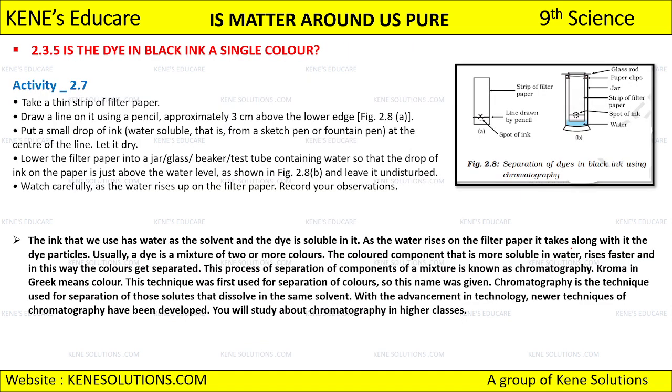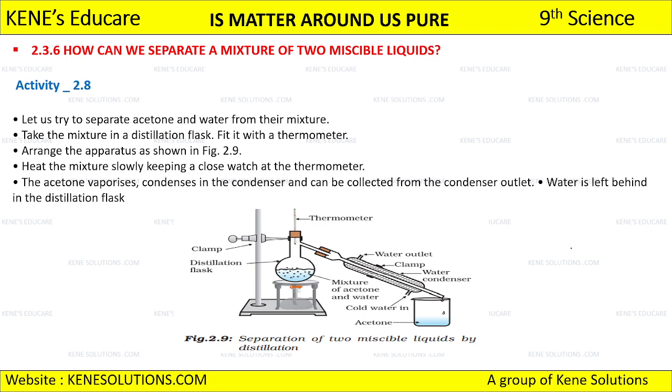Okay, now the next part is separating the dye in black ink. We have to discuss whether the dye in black ink is a single color or it is made up of many different colors. So we will discuss this in the next class. Along with this, we will be discussing how we can separate a mixture of two miscible liquids. We will discuss it in the next class.